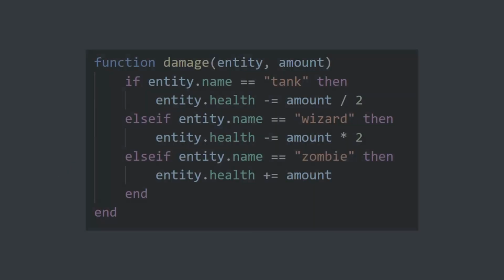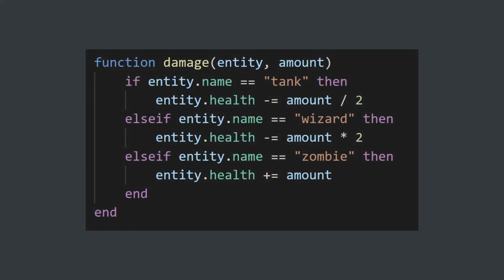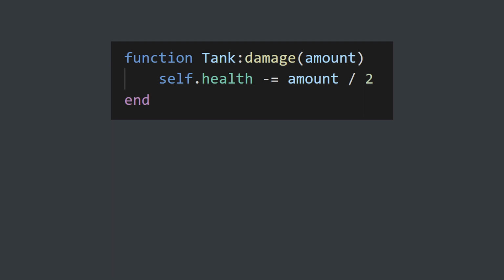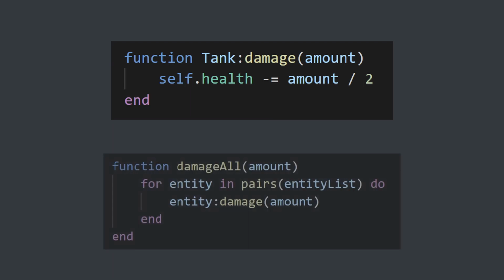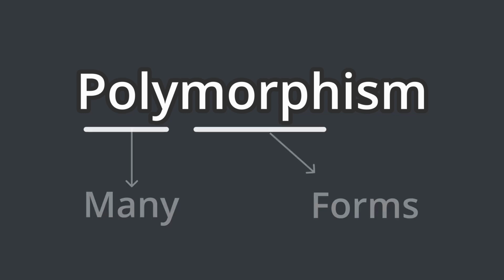Normally, you would have to write a verbose conditional block to check the entity type and apply the relevant damage logic. However, with object-oriented programming, you can just have each entity override a shared damage method and implement their own logic. Then you can just call the damage method on every entity and know that each entity will handle it in a way that is appropriate to them. This concept is called polymorphism because objects can exist in many forms.